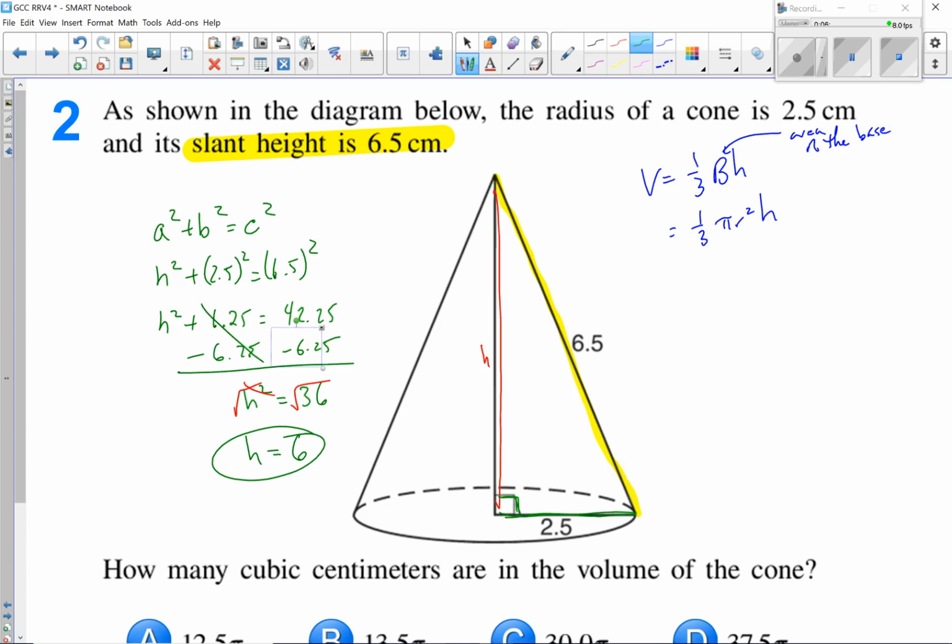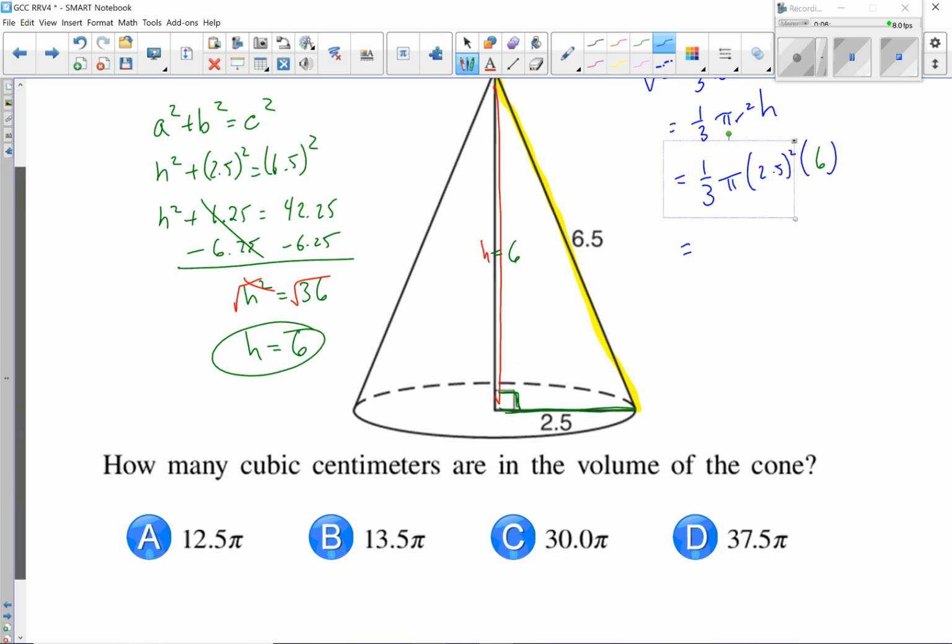So once I know that this is equal to 6, now I have a height that I can actually use to calculate the volume. If we go back over to our formula, we've got 1/3 pi times 2.5 squared times, in this case, my h, which we just found to be 6. Once again, I would try to make my life a little easier here. 1/3 times 6 is just 2, so it's going to be 2 times whatever 2.5 squared is.